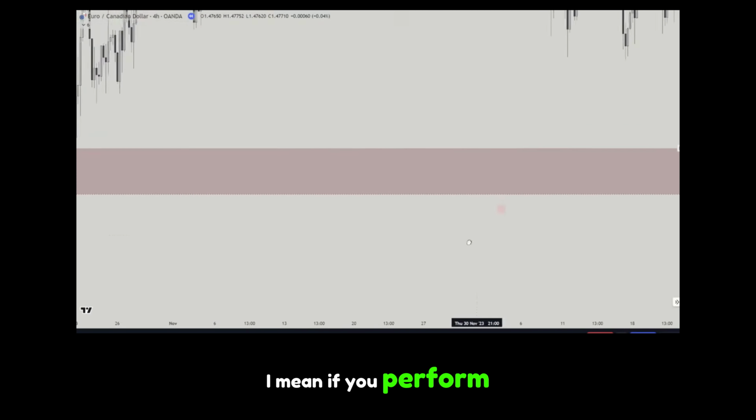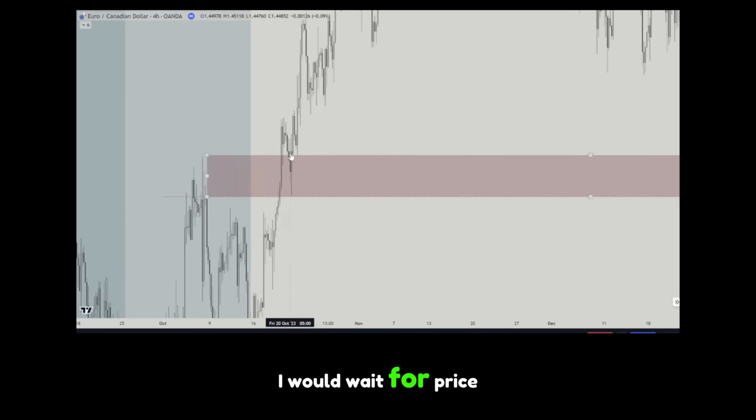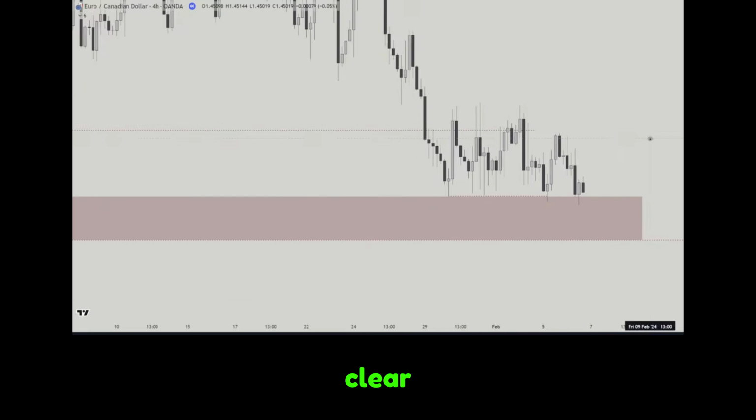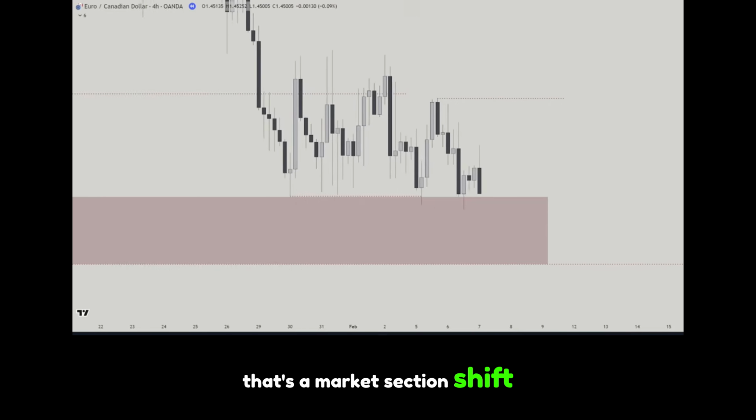I mean, if you perform the internal, this is here, you'll see that we have this liquidity level here, and this, then we have the order book. So I would wait for price to actually go deeper into that fair value gap, right? And there is no clear market structure shift in this case. You see, we took the low. Now if price actually closes above this high, that's a market structure shift.